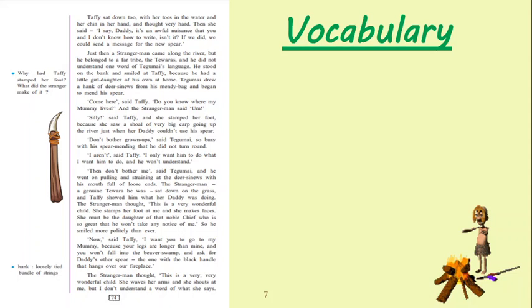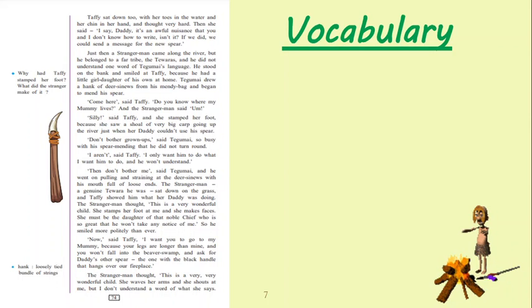The stranger man, a genuine Tivara he was, sat down on the grass and Taffy showed him what her daddy was doing. The stranger man thought, "This is a very wonderful child. She stamps her foot at me and she makes faces. She must be the daughter of the noble chief who is so great that he won't take any notice of me." So he smiled more politely than ever.